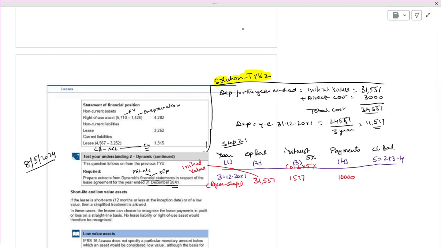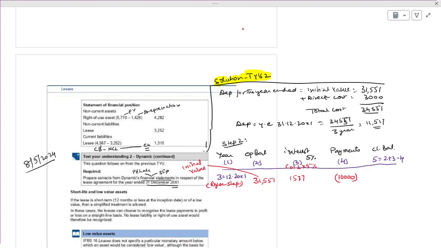How much are the lease payments we have to pay? We have to pay lease payments of 31,557. On that 31,557, they will calculate interest at the rate of 5%. Are you okay, Hussein? Yes. Okay. How much are you paying as lease payment? You are paying a lease payment of 10,000.